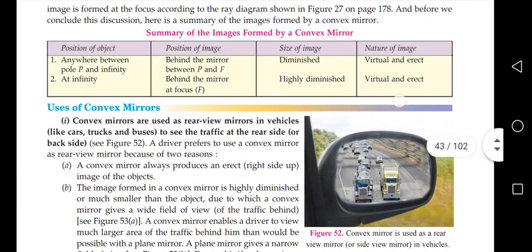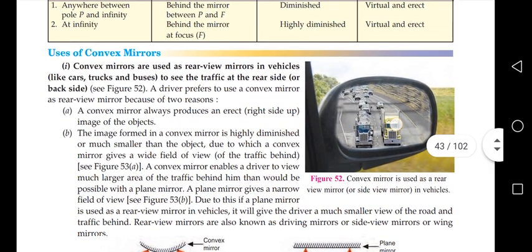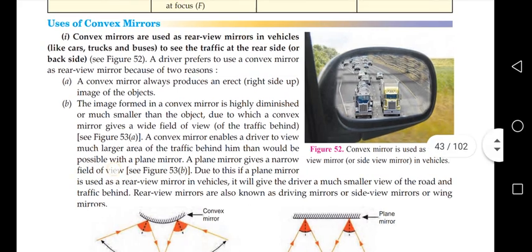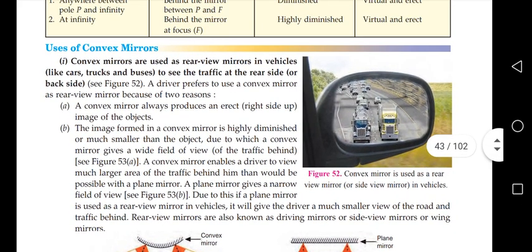Let us look at the uses of convex mirror. The most important use of convex mirror is that it is used as a rear view mirror in vehicles like buses, car, truck, or your two-wheeler, right? So you might have seen on your bike somewhere it will be written as objects in the mirror are closer than they appear, right? So convex mirror is used as a rear view mirror in vehicles.